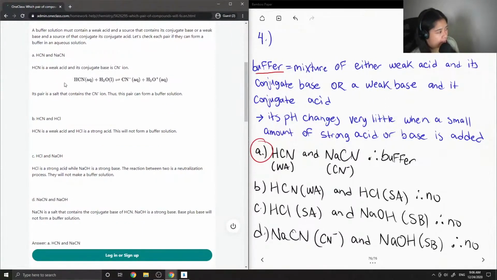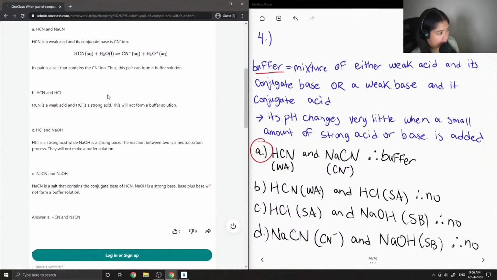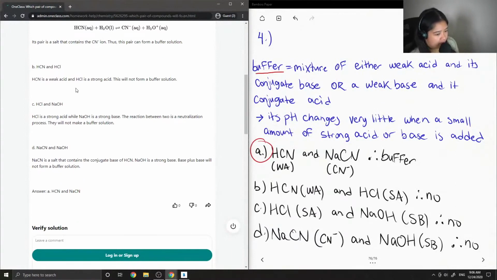So for the first option, HCN is a weak acid and its conjugate base is the CN minus ion. Okay, so they also showed the reaction that takes place, and its pair is a salt that contains the cyanide ion. Thus, this pair can form a buffer solution. Okay, so for part B, weak acid and HCl is a strong acid. This will not form a buffer solution.